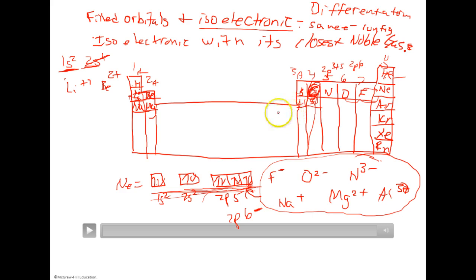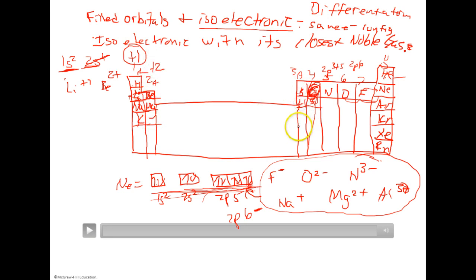So lithium is a 1 plus. Sodium is a 1 plus. What about potassium? What's closer, argon or krypton? Argon, so it's going to lose 1. So everything in the 1A has +1 charges. Everything in the 2A, so calcium, strontium, barium, magnesium, beryllium, they all have a +2.